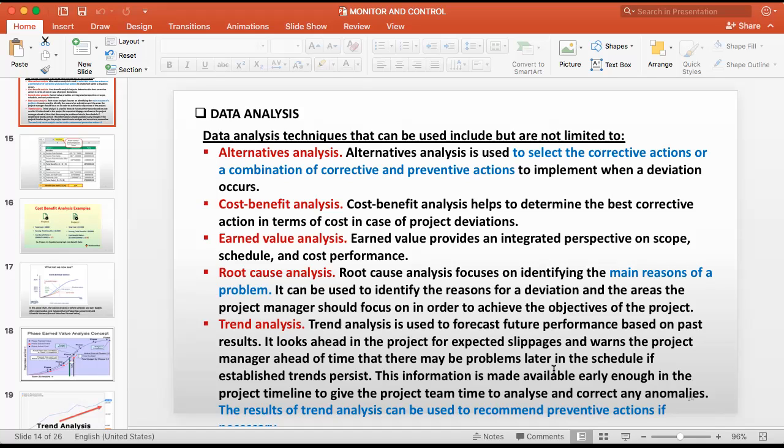So root cause analysis is finding out what is the root of this, why this has happened. Can we prevent that? What is the action you have to take? So root cause analysis is very important.